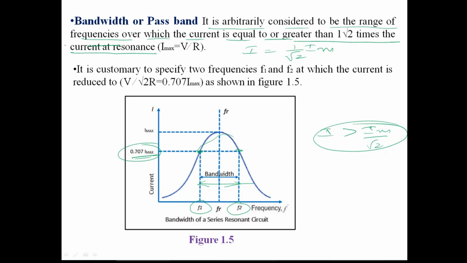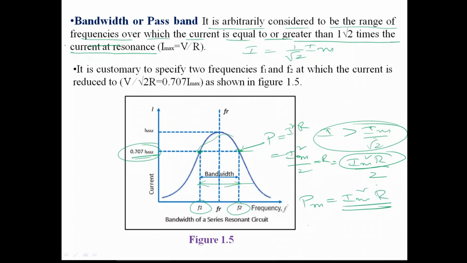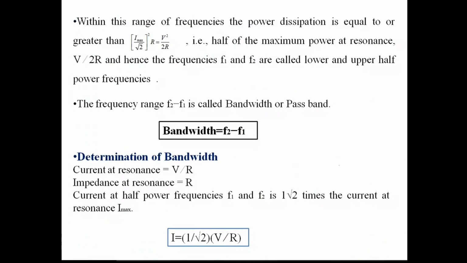Why half power frequencies? What is the power at this frequency? If you look at the power expression, power is equal to I² R. So I² R, where I here is Im/√2, gives Im square by 2 into R. What is Im square R? This is the maximum power. P max is equal to Im square R. That divided by 2 means half power. Therefore, the power at these frequencies will be Pm by 2. That is why these two points are called half power frequency points. That is what I just said, right?